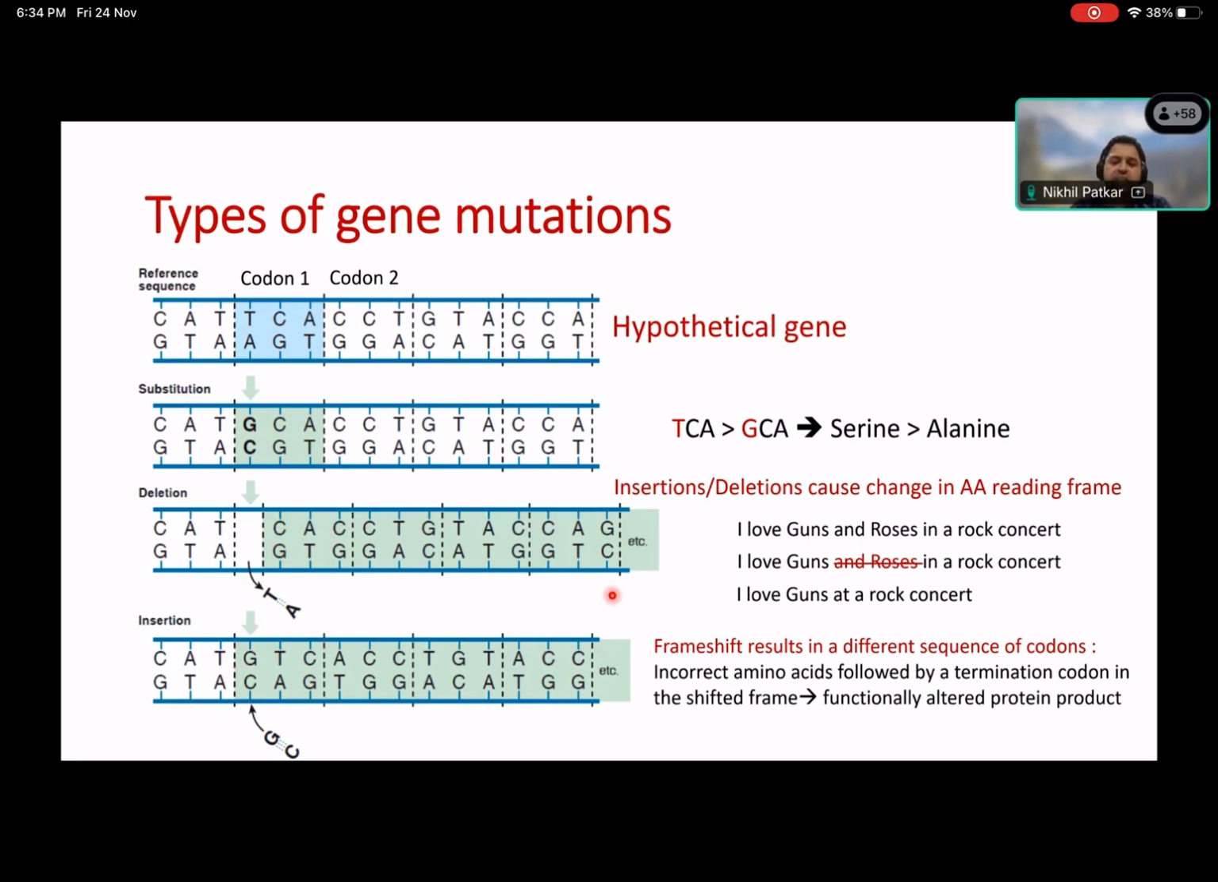To give an example, "I love Guns N' Roses in a rock concert." Sure enough, it's a legitimate statement. But if you delete a part of the sentence, not only does the sentence change, for example, "I love guns at a rock concert," but the entire meaning of the sentence also changes. So this is how insertions and deletions cause change in the amino acid reading frame. This frame shift results in a different sequence of codons, and therefore a functionally altered protein product.